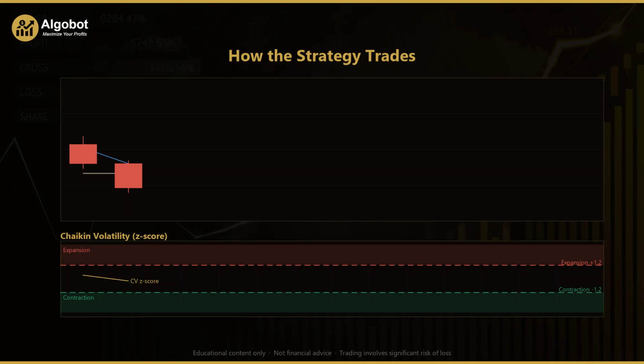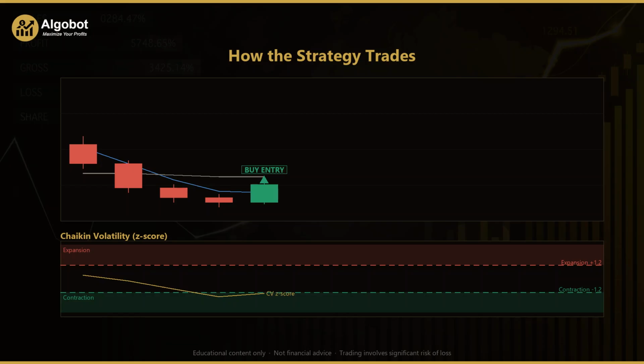On the price chart, you can see two overlays: the blue fast EMA that hugs price, and the gray slow baseline that moves more slowly. Below, in the subpanel, is the Chaikin volatility z-score, with a green contraction zone below -1.2 and a red expansion zone above +1.2. Look at the first few candles. Price is drifting lower, and the candles are shrinking. The first bar has a decent range, the second a little less, and by the third and fourth the ranges are quite small. That contraction is exactly what the strategy is built to notice.